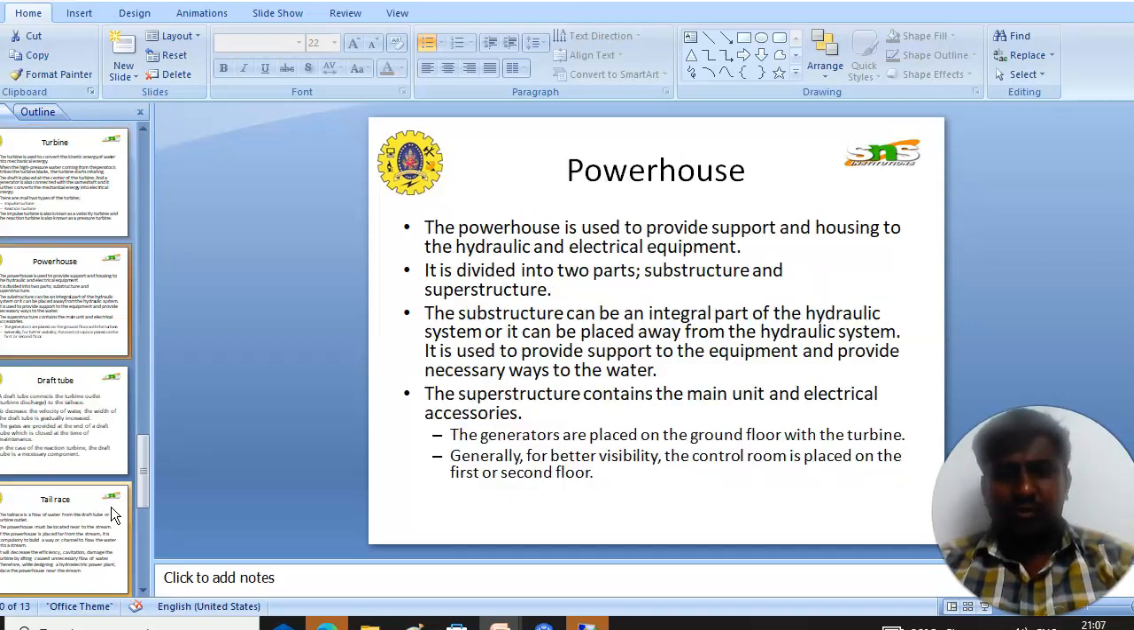The powerhouse is used to provide support and housing to the hydraulic and electrical equipment. It is divided into two parts: substructure and superstructure. The substructure can be an integral part of the hydraulic system, or it can be placed away from the hydraulic system. It is used to provide support to the equipment and provide necessary passage to the water. The superstructure contains the main unit and electrical accessories. The generators are placed on the ground floor with the turbine. Generally, for better visibility, the control room is placed on the first or second floor.